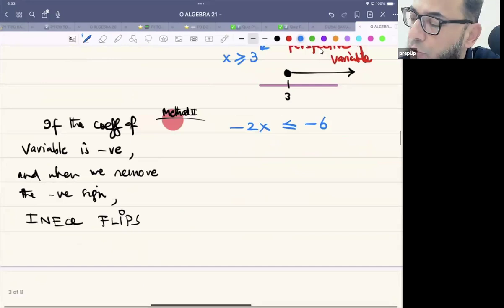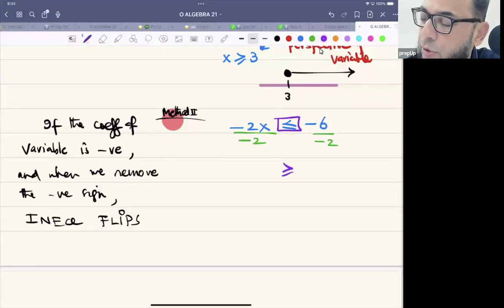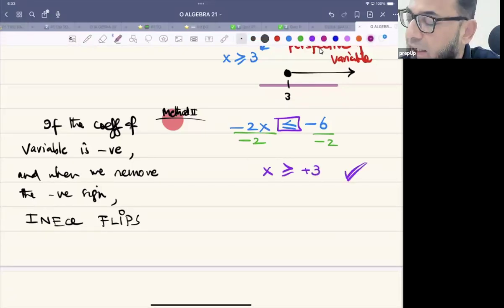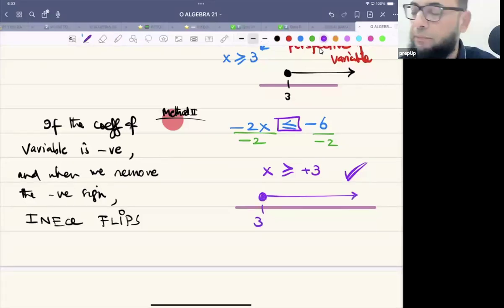So now let's apply this knowledge. Divide both sides by negative 2. And this inequality will flip. So this is greater than or equal. This becomes x. This becomes positive 3. X is greater than or equal to positive 3, which is definitely the same answer as above. So this is 3, solid circle, greater than or equal to 3.